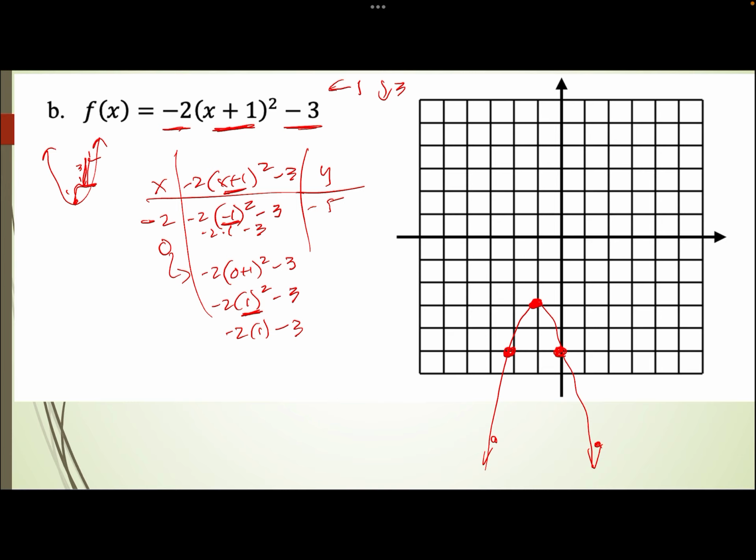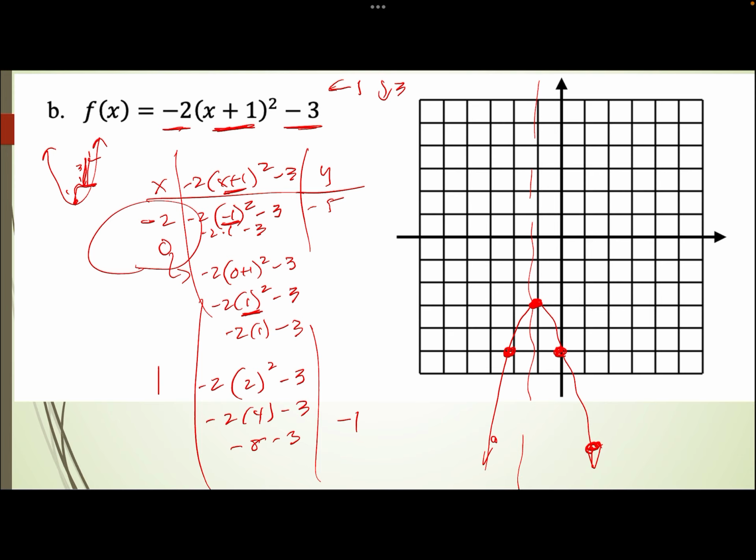Now, if you needed to, we would go to positive 1 and go negative 2. And then 1 plus 1 is 2 squared. So I get negative 2 times 4 minus 3, which gives me negative 11. That's over here. But then remember, it's symmetric. So we really don't have to do both of these because they match each other. And then 1 would match over here with the negative 3.